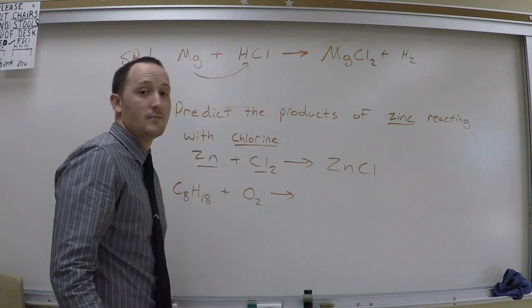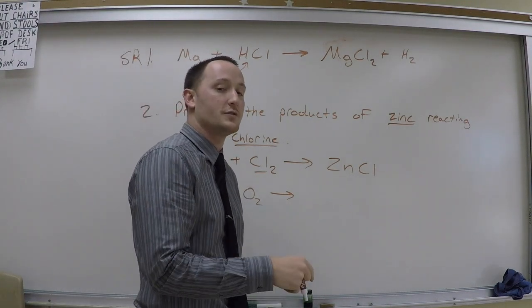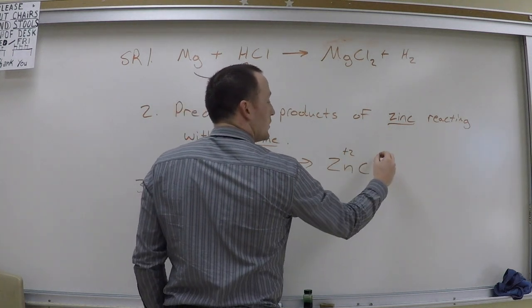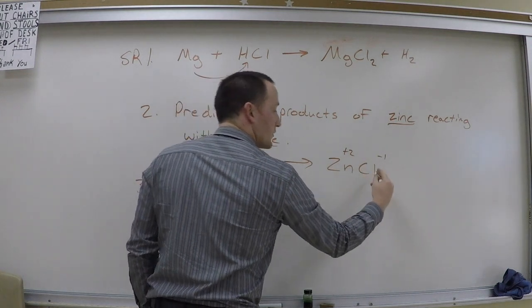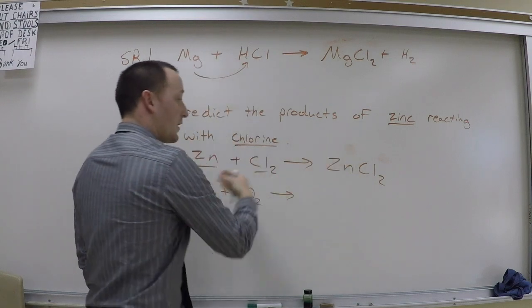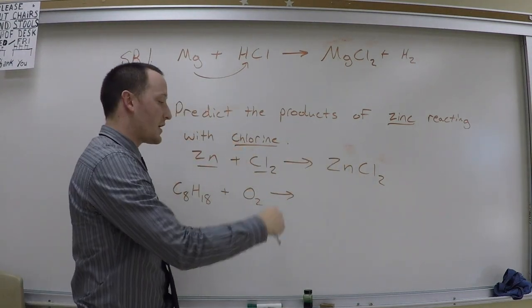zinc bonding with chlorine. However, remember, anytime you make a compound, you have to crisscross the charges. So you look on your periodic table, zinc's charge is +2, chlorine's is -1. So when I crisscross those charges, there's going to be a 2 out here. And I've now predicted the products of that reaction. Let's go to the next one.